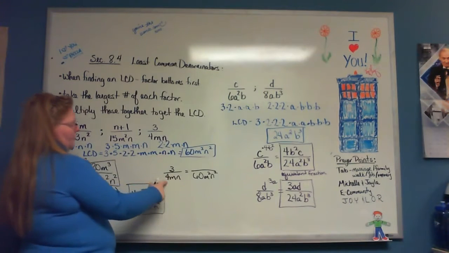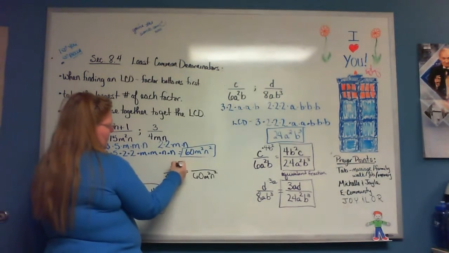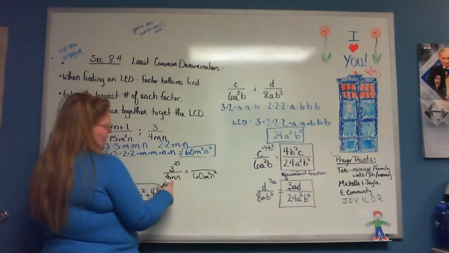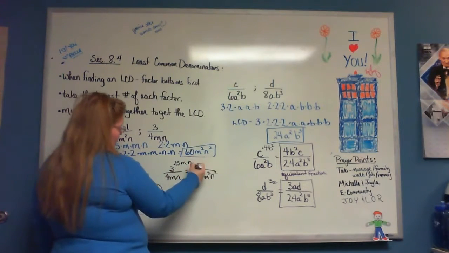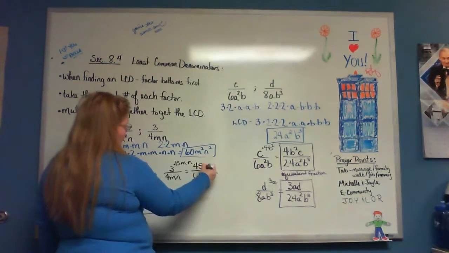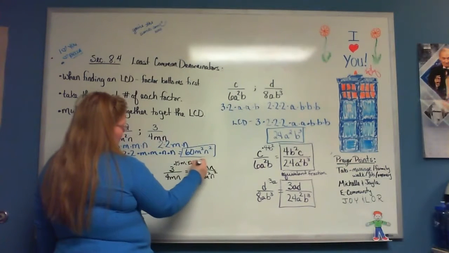And then here, to get from 4 to 60, that's times 15. M to m squared is times m. N to n squared is times n. 3 times 15 is 45. mn.